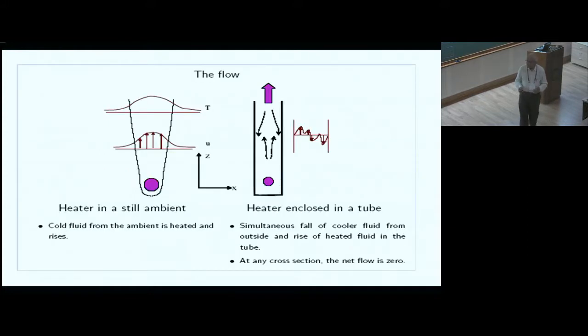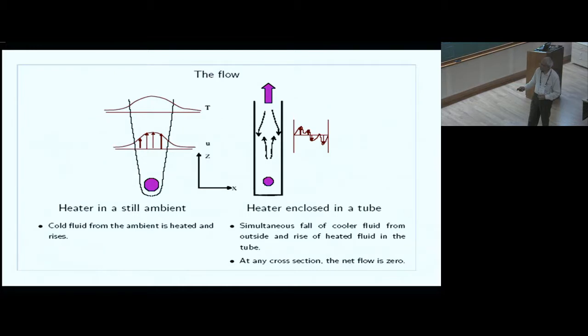And the easiest way to imagine this type of flow is if you have some sort of heater in a still ambient, the hot fluid rises and creates a plume. So now you imagine putting this heated body inside a tube which is open at the top and closed at the bottom. So imagine putting a candle here.